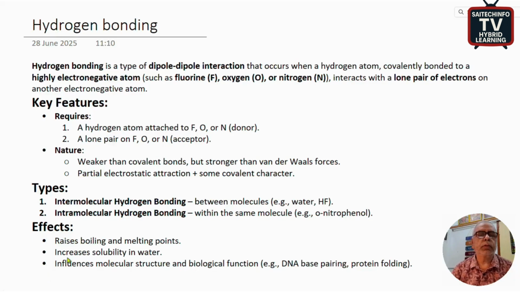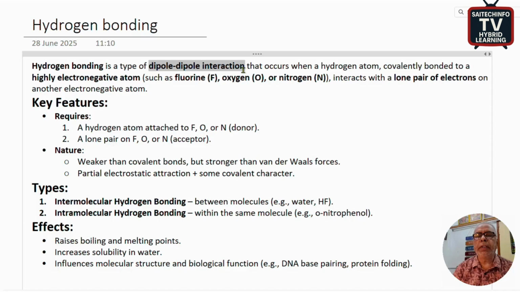Hydrogen bonding. Hydrogen bonding is a type of dipole-dipole interaction that occurs when a hydrogen atom covalently bonded to a highly electronegative atom such as fluorine, oxygen, or nitrogen interacts with the lone pair of electrons on another electronegative atom.